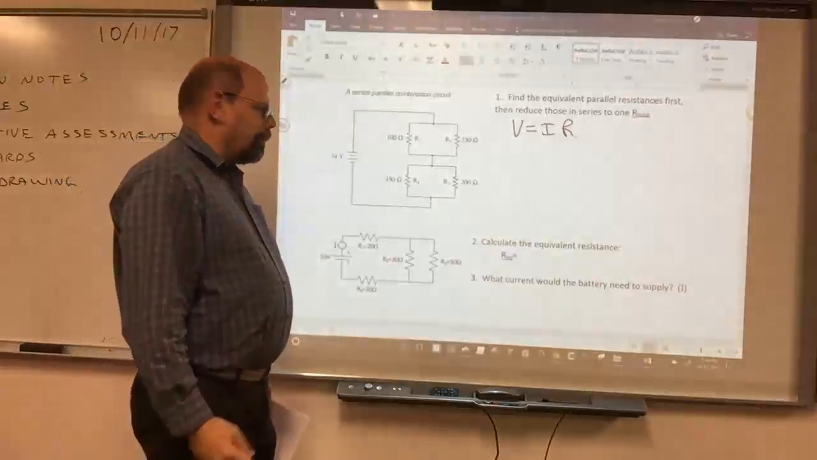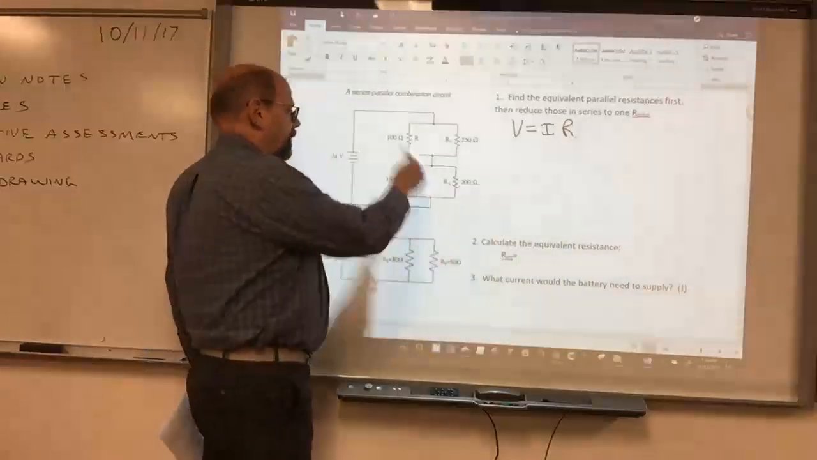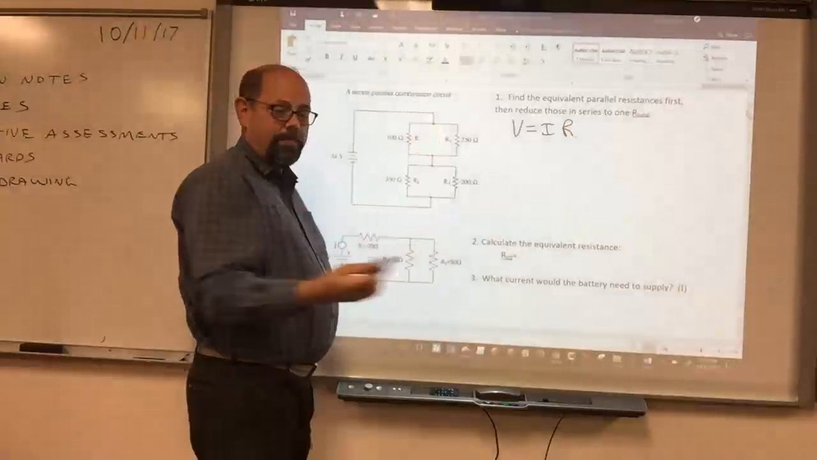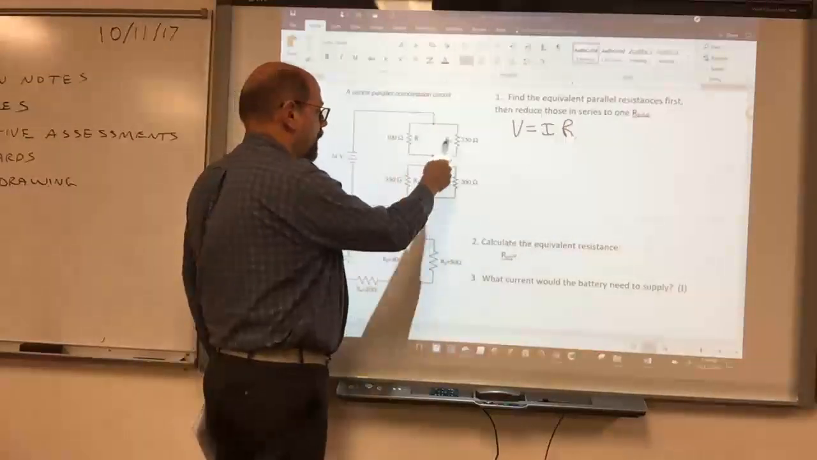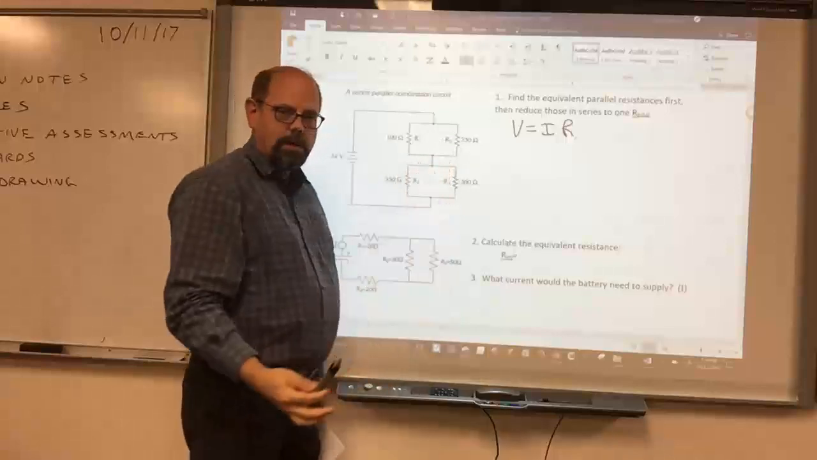Well, there's a couple of different strategies. If they're all in a row, for instance, you just add them up. That's what we said: if there was one resistor, two resistors, three. But this is not the case. These are two that are parallel, and then these two are in series with each other.